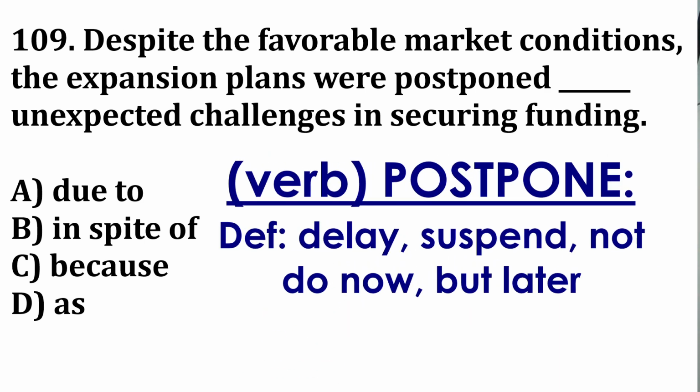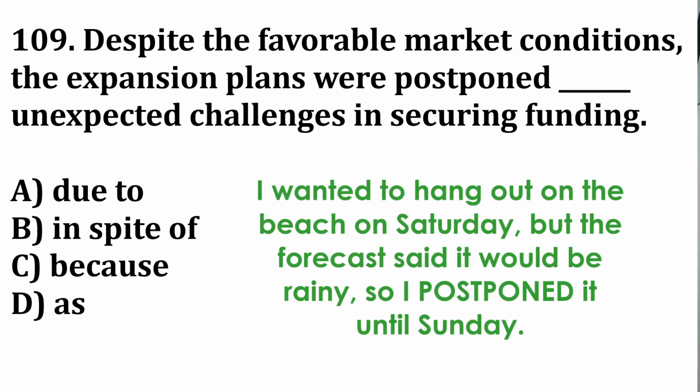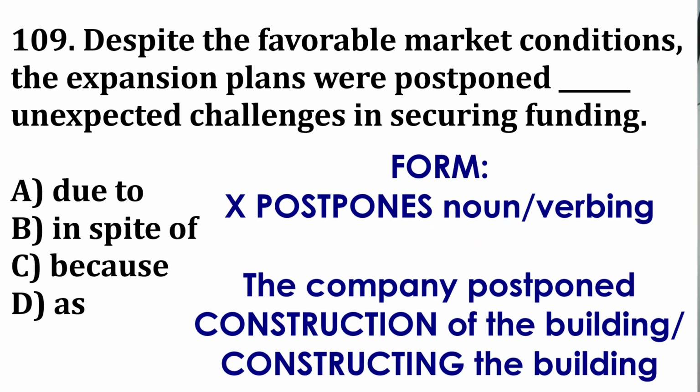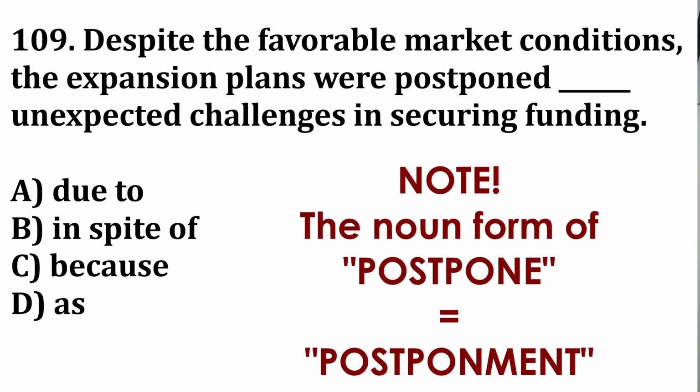The next word is postpone, which is to delay or suspend. An example, I wanted to hang out at the beach on Saturday, but the forecast said it would be rainy. So I postponed it until Sunday. So I delayed it. Now the form is subject postpones noun or verb ing. So you could say the company postponed construction of the building or the company postponed constructing the building. I think the first choice is better there though. Now the noun is postponement.